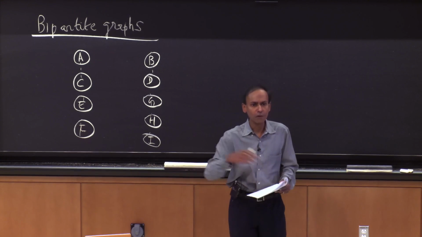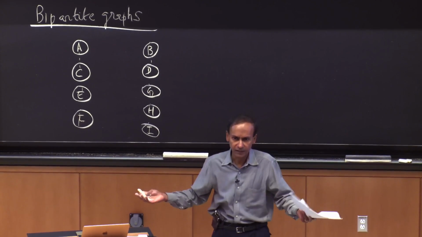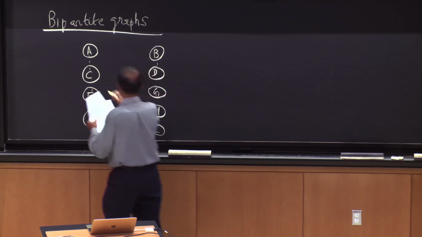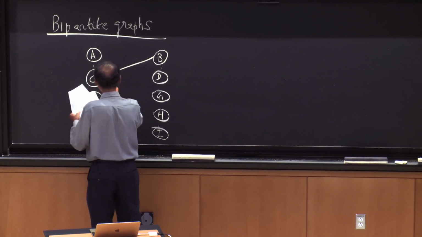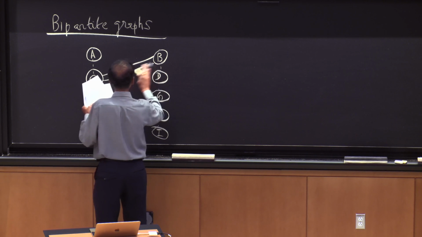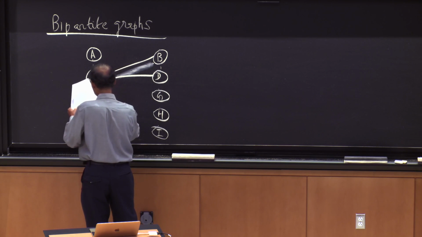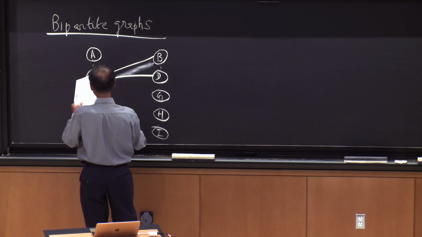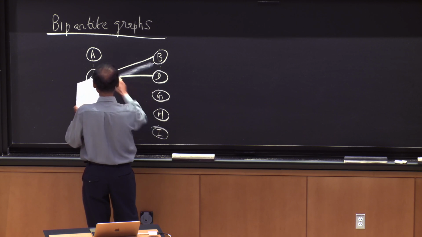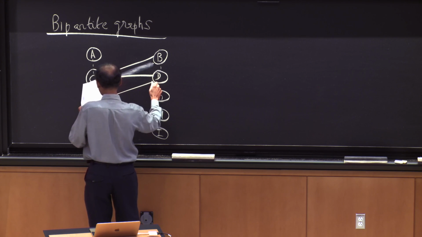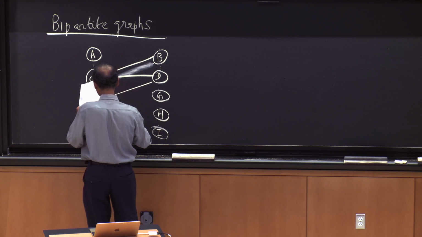All the edges go from left to right or right to left. They're undirected. Okay? So that's really a bipartite graph. And if I draw this out, C goes to B and D, A goes nowhere, E goes to D, and F goes to a bunch of different places.